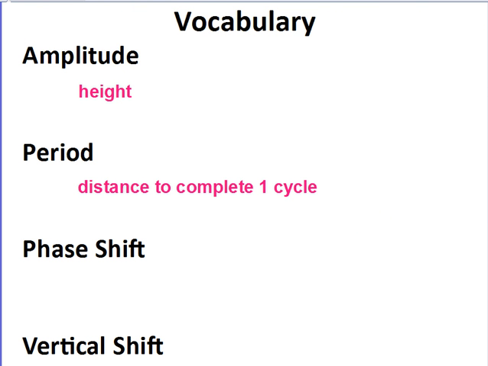Alright, then we have a phase shift and a vertical shift. And a phase shift is just a horizontal shift. So if we just moved that parent graph to the left or the right, that would be called a phase shift. Vertical shift is exactly what you think it is, moving that graph up or down.